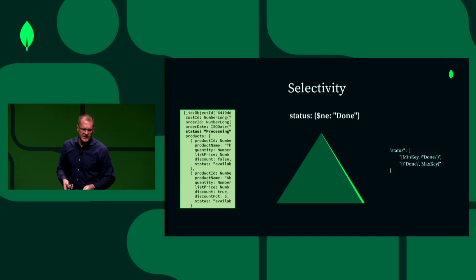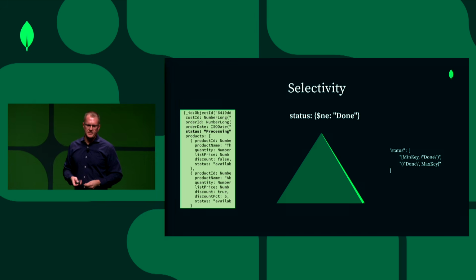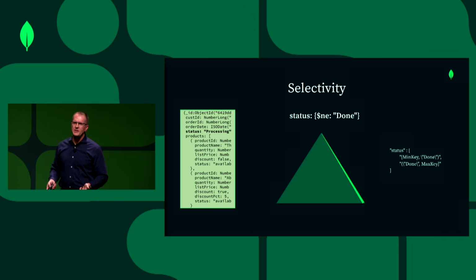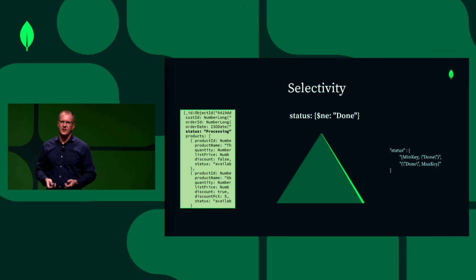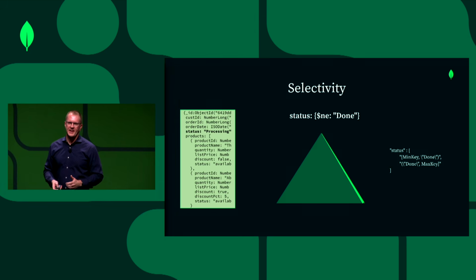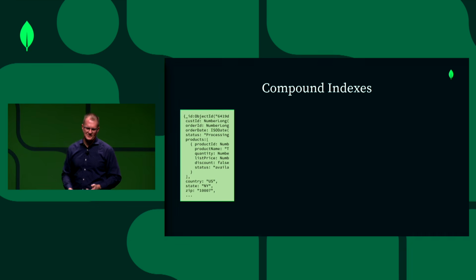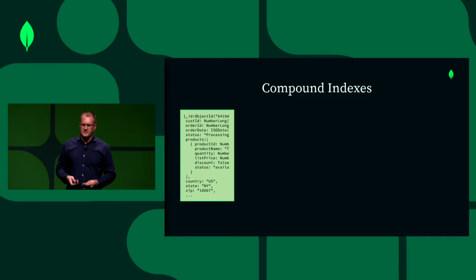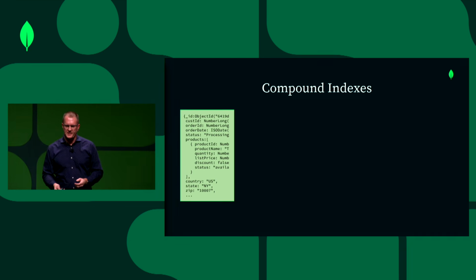So here's our min key done, and our max key is done. We have to query that as a range in the WiredTiger storage engine, but it's actually almost as fast. So not equal $not can use an index. You should have an index on those fields. And so let's talk a little bit more about these compound indexes now.